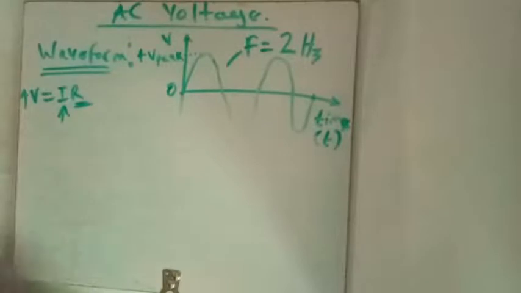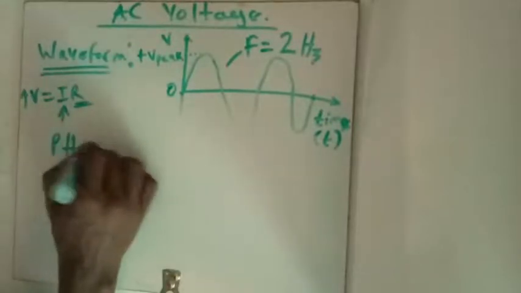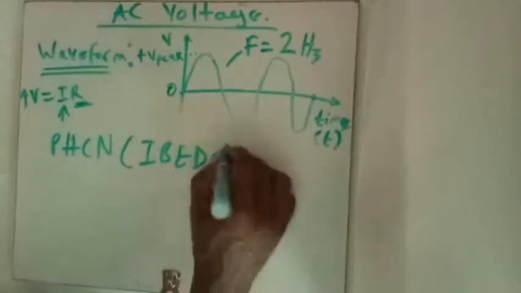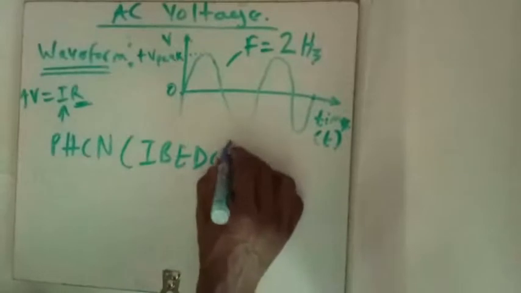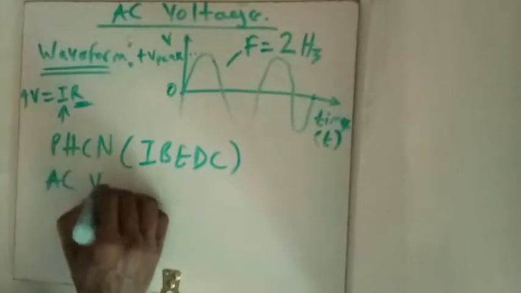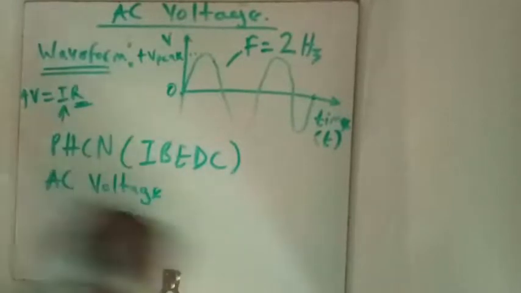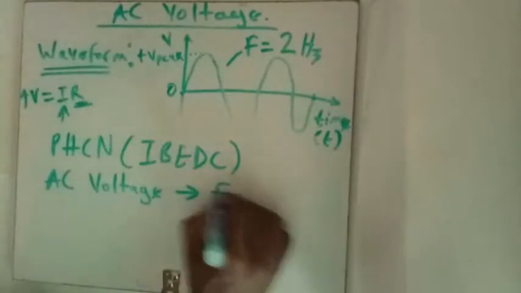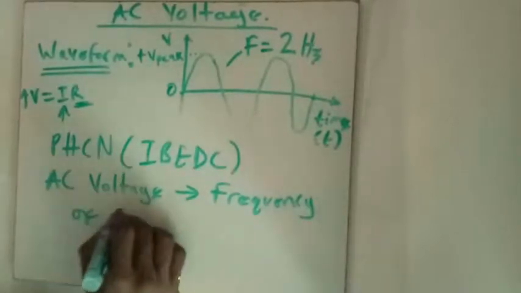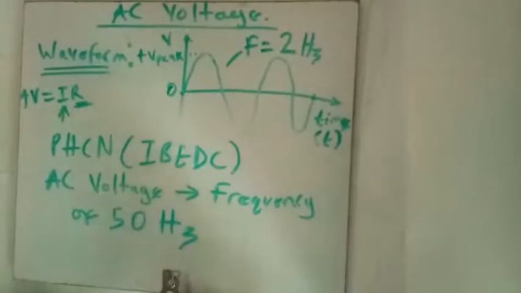Now, for PHCN, or formerly PHCN, which is now IBEDC, the Electric Distribution Company, the AC voltage power supply from IBEDC is at a frequency of 50 hertz. So the power supply we get at our homes from the public power supply authorities is at 50 hertz.